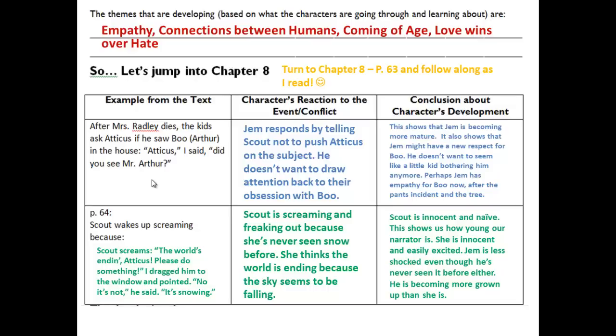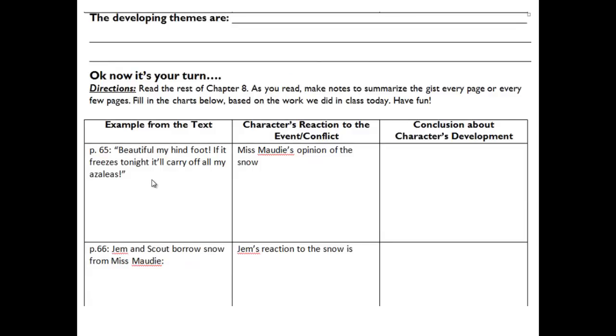Alright, so we have some pretty interesting conclusions that we've made about both Jem and Scout. If you take a look at the next section on your page, you see we're going to look at the developing themes. I'm going to go ahead and go to the next slide. So pause it if you still need to fill in the chart. You can pause it now. Alright, so, the developing themes.